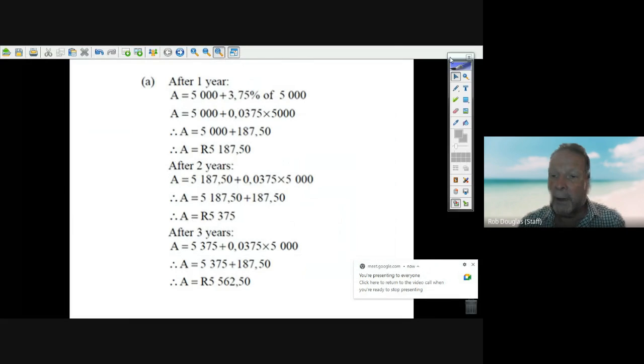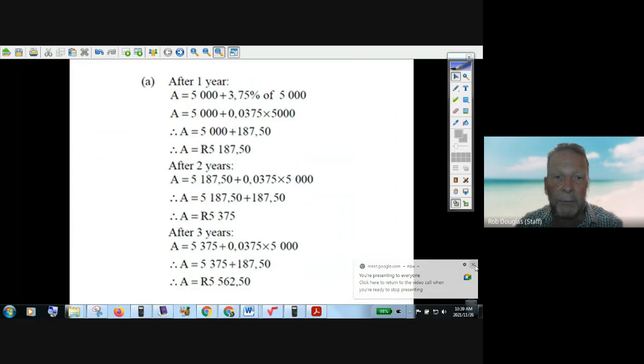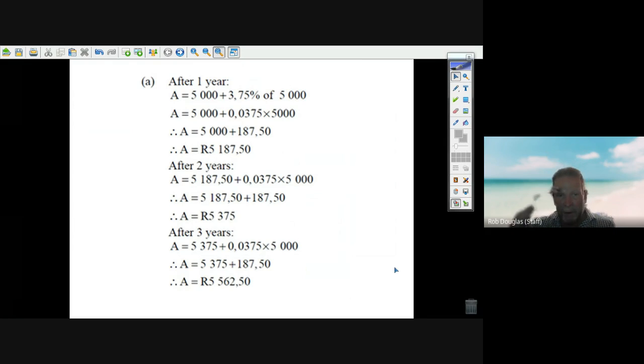Okay, we're going to look at simple and compound interest, and we're going to start off by taking a look at what simple interest is. Now, say you invest 5,000 Rand at simple interest. Well, simple interest works this way.